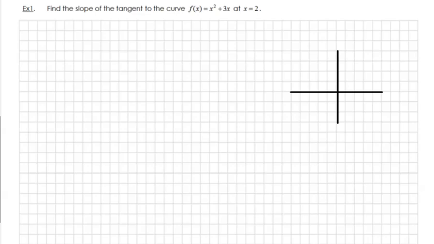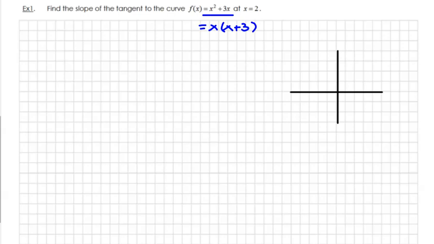Okay, so example number 1. Find the slope of a tangent to the curve, and they've given you an equation at a specific point. And so this is going to be my formula, and I think I might want to draw that just to kind of get to know it a little bit better.